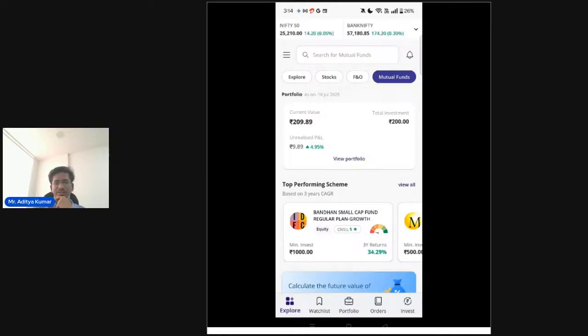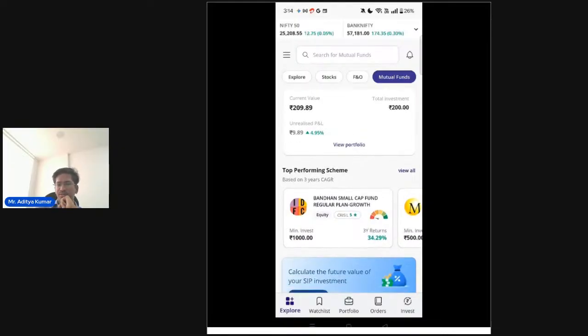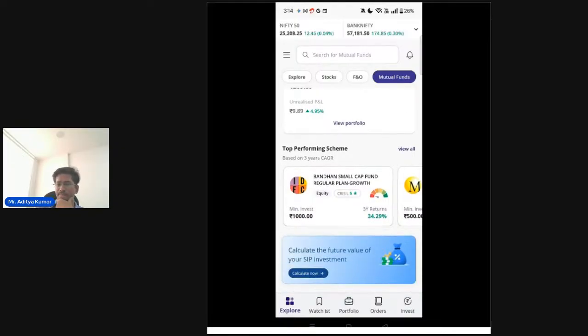And after that, you must see the performance of the fund. Look at how the fund has done over 3 to 5 years to see its track record, though past results don't guarantee the future. So let's move over to the mutual fund section. You can see your total invested value and unrealized P&L.